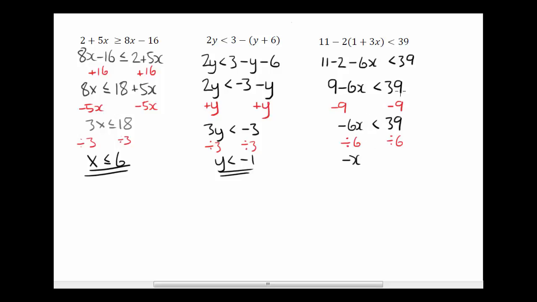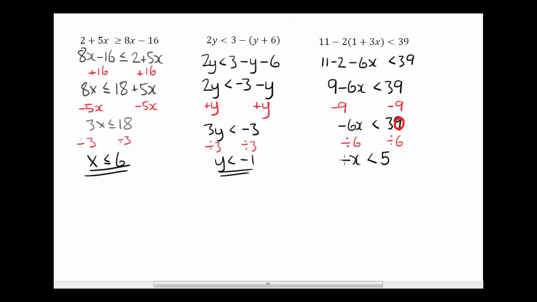Wee mistake, that should be 30, right? So that's minus x is less than 5. Okay, so 39 minus 9 is obviously 30, right? And there's 5 6's going to 30.